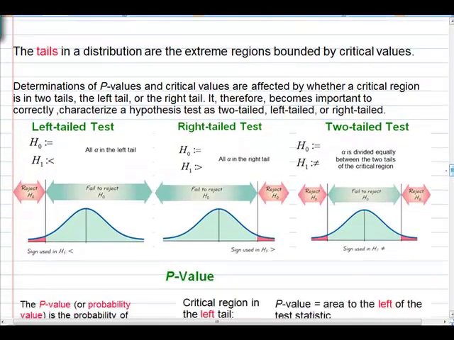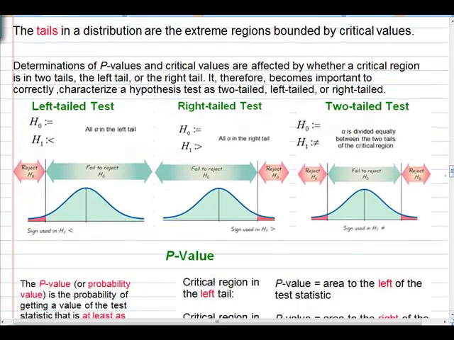This picture I think does a better job of drawing than what I did, but the explanation is just as good. If you're doing a left-tailed test, your null hypothesis will contain equality, your alternative will be less than, and your critical region is over here in the red. Any test statistic that falls over here we would fail to reject.